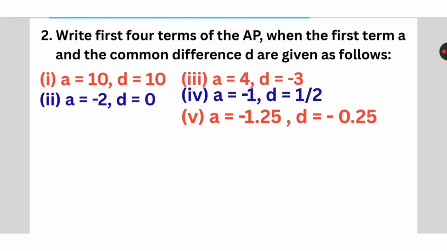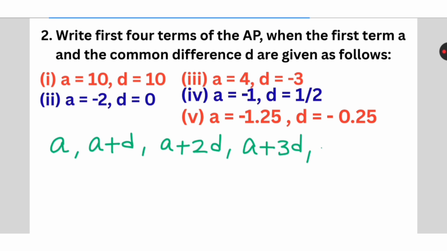Let's see the next question. Write the first 4 terms of the AP. So we need to write the first 4 terms when the first term A and the common difference D are given as follows. Before writing the first 4 terms of an AP, first we need to find out how the arithmetic progression looks. The first term is A, the second term is A plus D, the third term is A plus 2D, the fourth term is A plus 3D, and it keeps on like that.